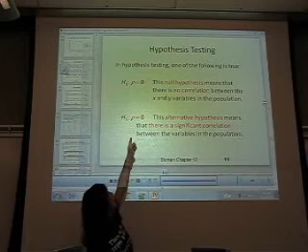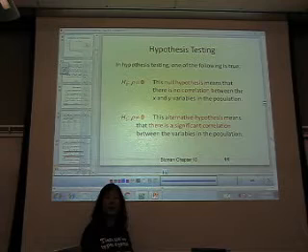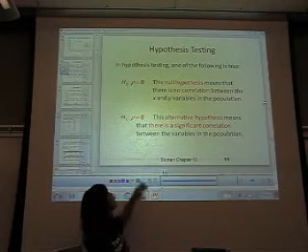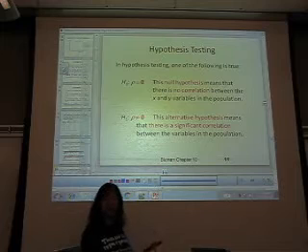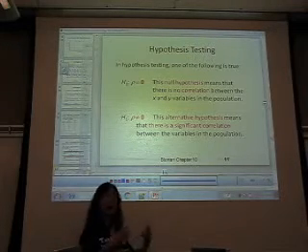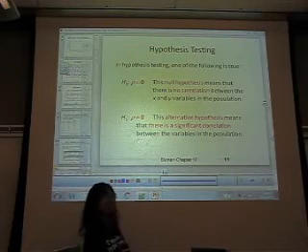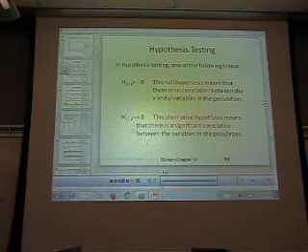So H naught is that you don't have a line. Your data does not make a line. H1 would be that your data does make a line. Does that sort of make sense? Yes. So in other words, H0 is no line, and H1 is a line. So maybe another, easier way of thinking about it.